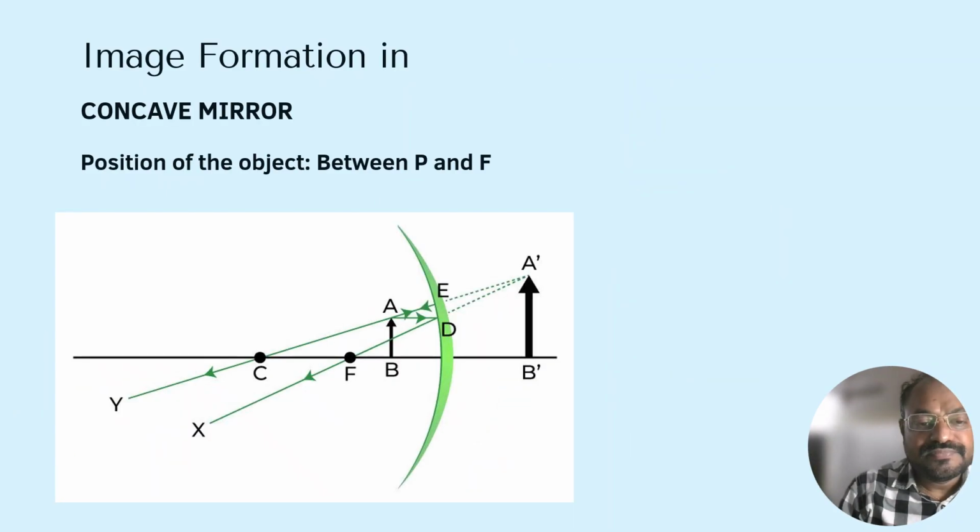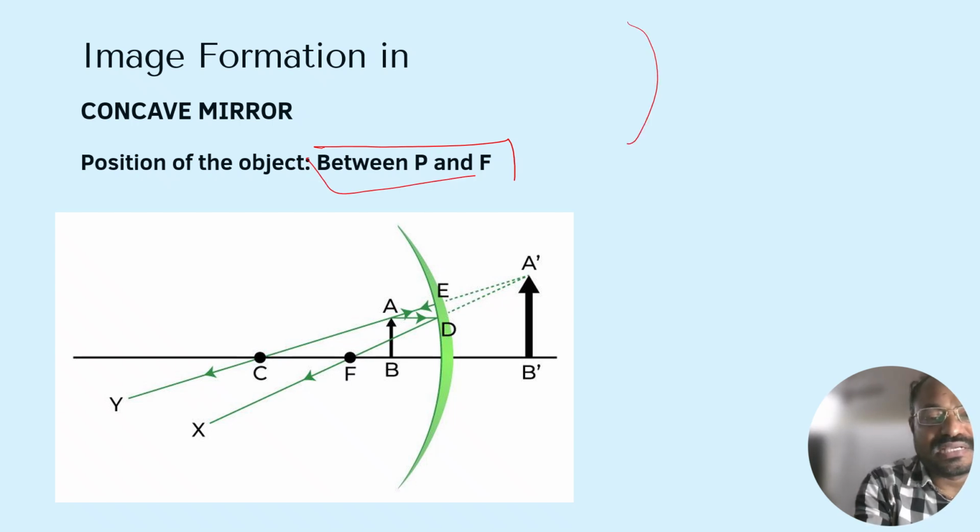Now let us see, the object is kept between P and F. We are keeping the object between P and F. So as usual, we will draw the concave mirror, draw the principal axis, mark P and also mark F, principal focus, then mark center of curvature. Now you see the diagram.